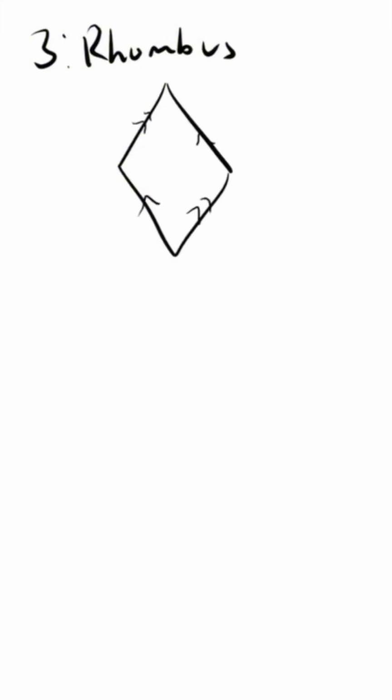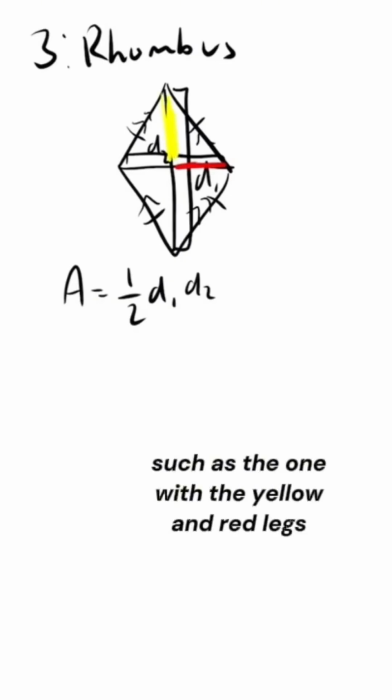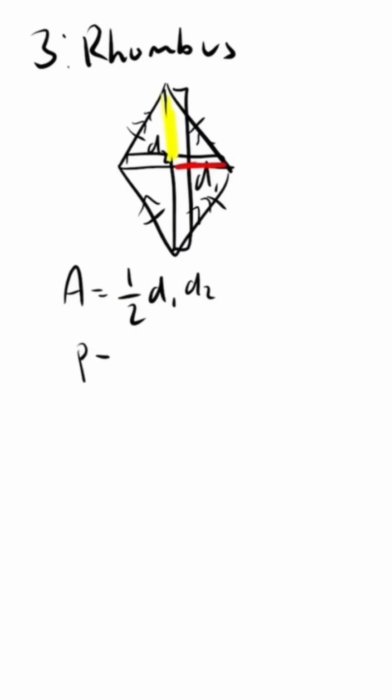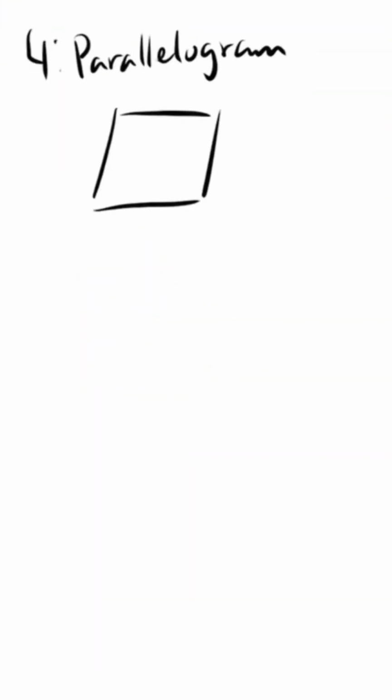Then we have the rhombus, with two pairs of parallel sides and all of its sides equal. If it has diagonals D1 and D2, its area is half D1 D2. This can be proven because the rhombus is composed of 4 right triangles. Then the rhombus's perimeter is 2 times the square root of D1 squared plus D2 squared, which can be proved by the Pythagorean theorem.